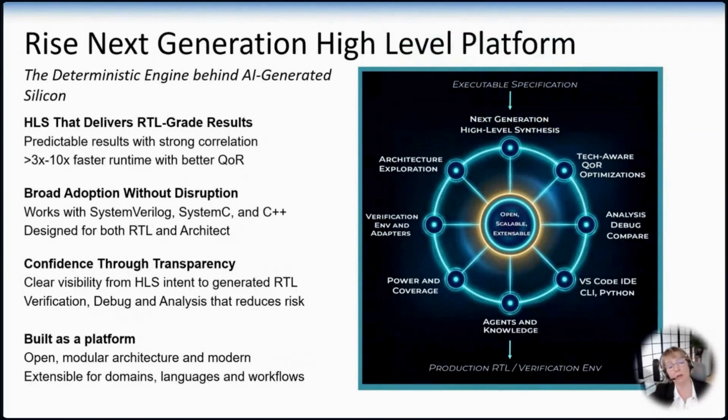Now I want to talk about the RISE next generation high level platform, which is really the key differentiator and the deterministic engine behind the whole flow from AI generated silicon. It's next generation high level synthesis, and besides all of the AI that we have in here to help you generate, it is very predictable with strong correlation to production quality RTL synthesis tools, whether you're using Design Compiler, Genus, whatever. So within 5 to 10% correlation and 3 to 10 times faster than existing tools.